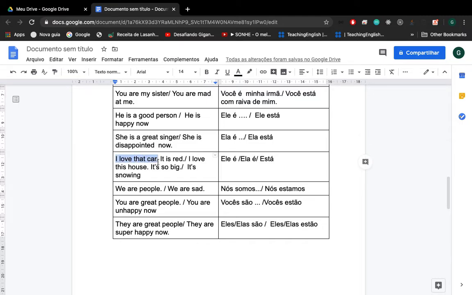I love that car. It is red. Okay, the point here, guys, is not the I, the pronoun I. The point here is the it, okay? Because I can't just say it if I haven't referred to that thing before, as we studied in the beginning, okay? So it is red. What is red? That car, okay? So car is male or female? We've already learned that car is male, okay? So it is red. Ele é.